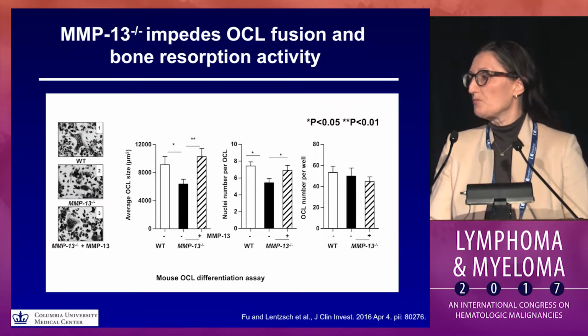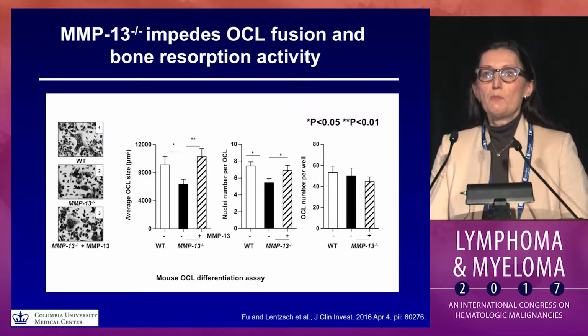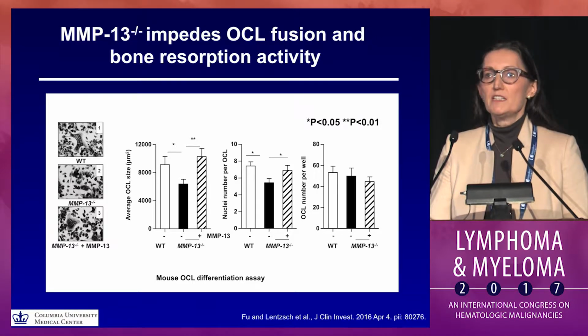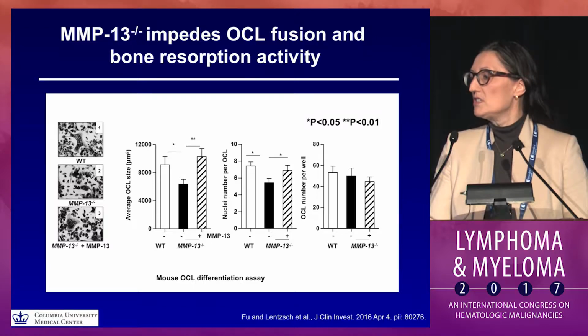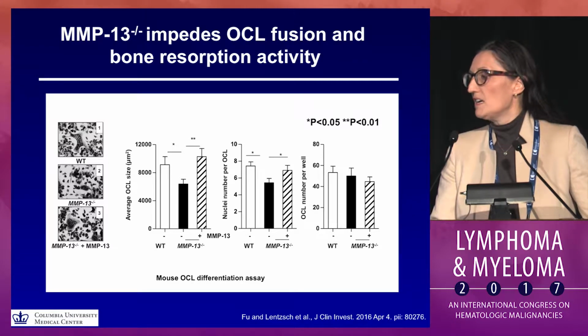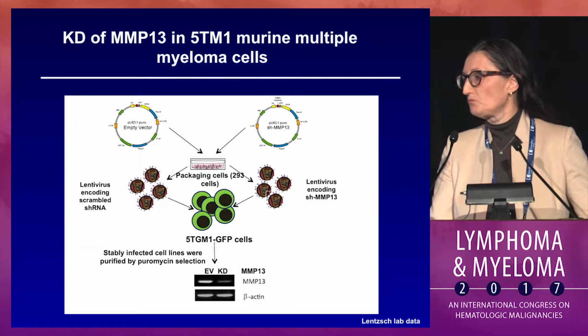other MMPs. So next, we looked for MMP 13 knockout mice, and we used the mouse osteoclast differentiation assay. So we used the mononucleated mouse bone marrow cells, and we could see when there is a lack of MMP 13 in the system, there is a decrease of the size of the osteoclast. When we add MMP 13, we can rescue this effect. And again, the same with the number of the nuclei. There was a decrease of nuclei per osteoclast, which could be rescued when we added MMP 13 to the system.